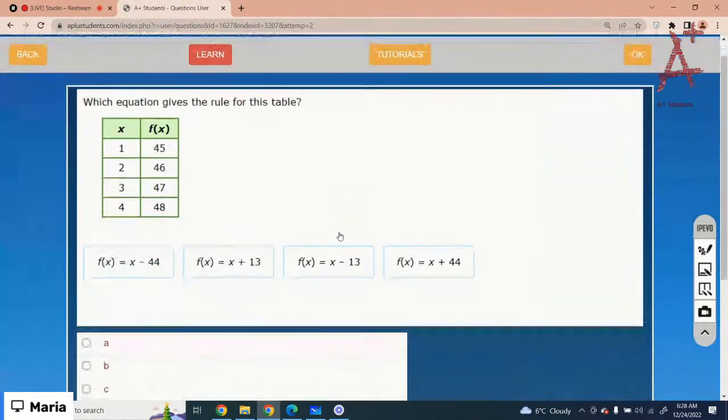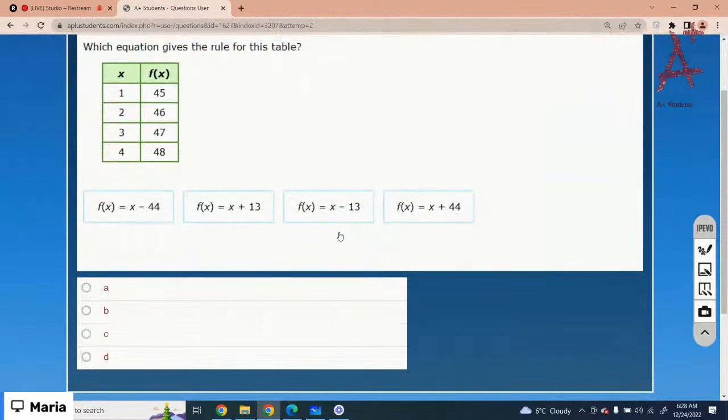Okay, which equation gives the rule for this table? You have to use any two points and find the slope, because you have to find the slope and the y-intercept of the equation. So use any two points and find the slope. I'm going to use these two points.